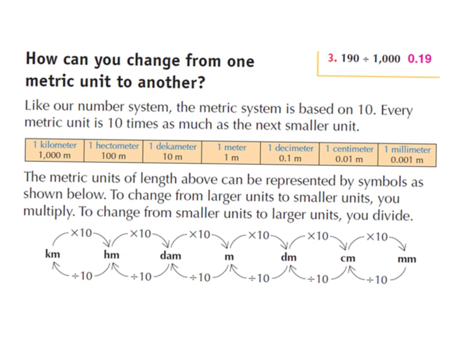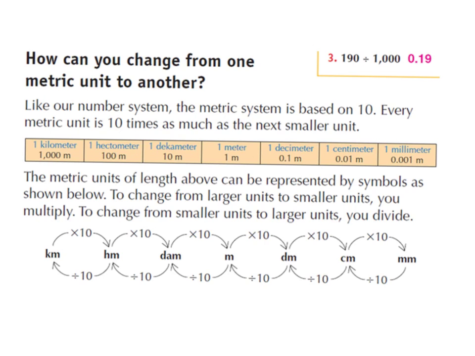Okay, so how can you change from one metric unit to another? Like our number system, the metric system is based on 10, and every metric unit is 10 times as much as the next smaller one. So in the middle here, we have the 1 meter. A decameter is 10 meters. Hectometer, there's 100 meters, equals 10 decameters. Kilometer equals 1,000 meters.